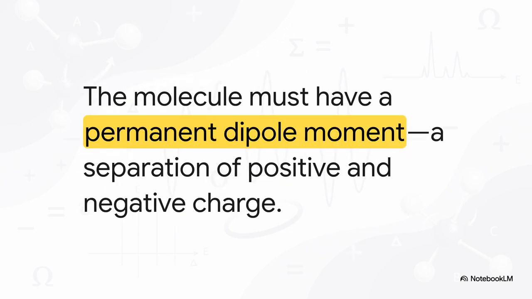The second condition, and this one is super important, is that the molecule has to have a permanent dipole moment. Now that just means there's a permanent separation of positive and negative charge. It's this little imbalance that acts like a handle, you know? It lets the electric field of the microwave radiation grab onto the molecule and make it spin.